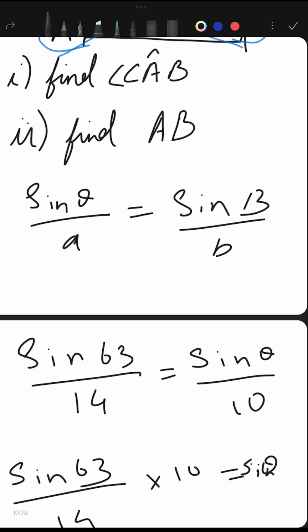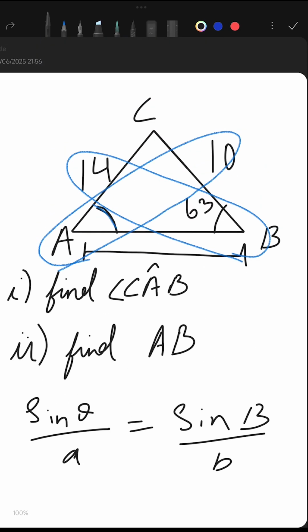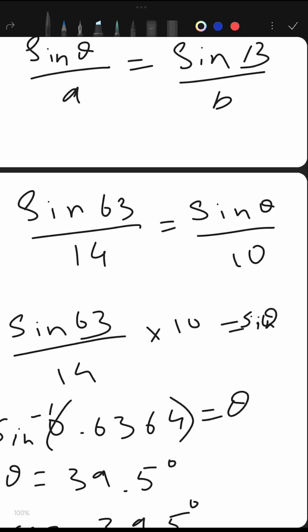Now we need to find the length of AB over here, right? So we're going to use the sine rule again. However, the opposite angle we do not have, so we'll just calculate it real quick because we have found this to be 39.5. So 180 minus 39.5 minus 63, we get 77.5. So this is 77.5. Now we have a pair that we can use to find the length AB.